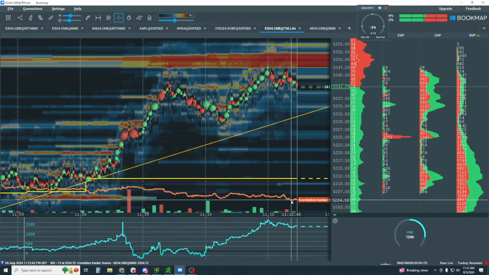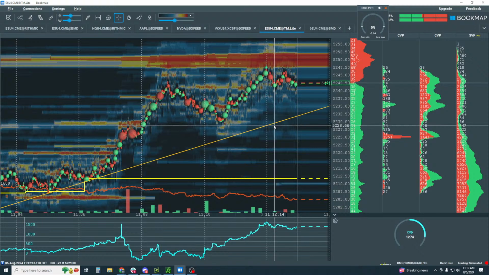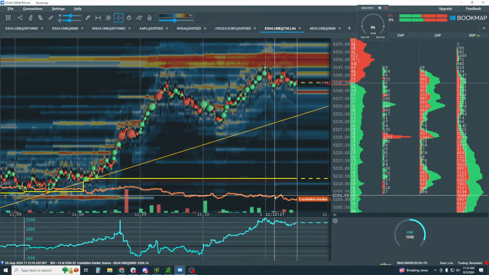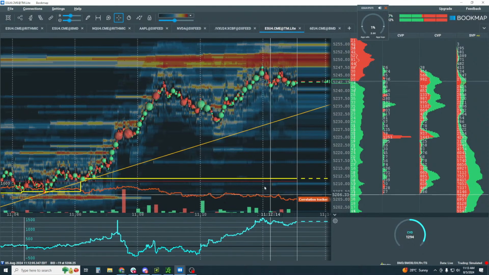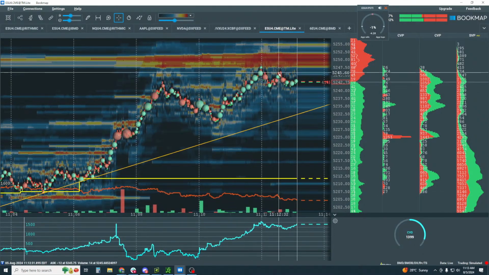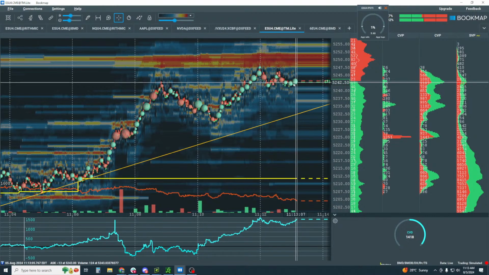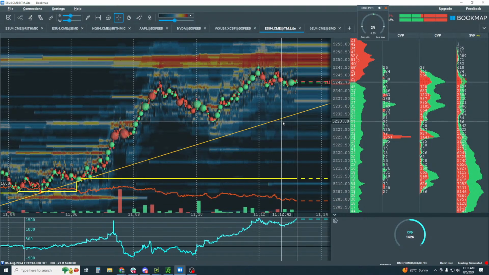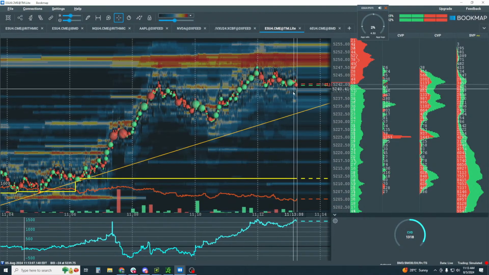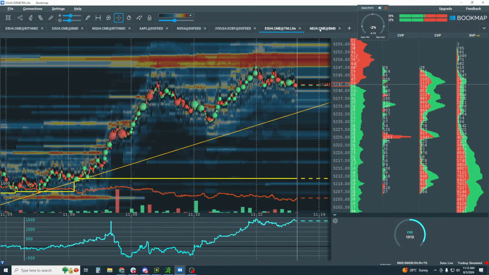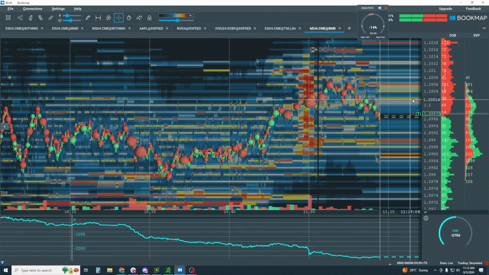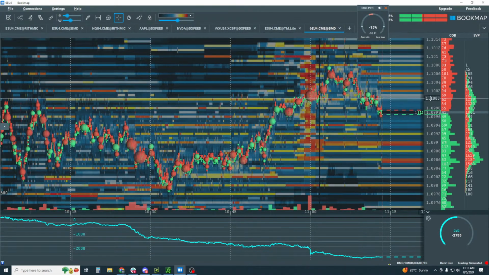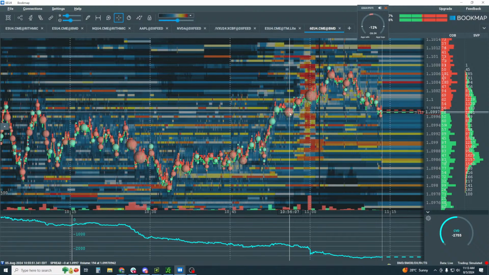Euro dollar starting to go down a bit. Okay, see the divergence here. So euro dollar is going down. Let's take a look here exactly what's happening with euro dollar. We could get a bounce off of this area in here.